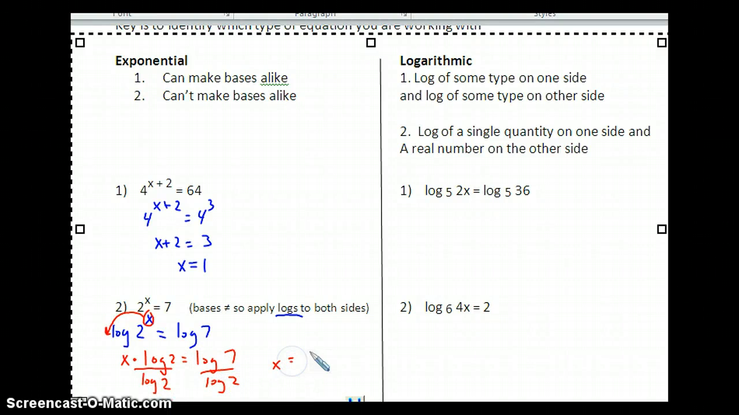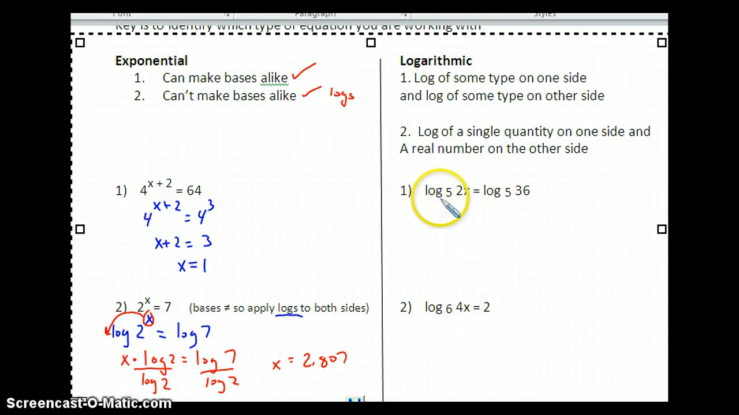We would find doing this that x would be equal to 2.807. Now I rounded that answer. But what this is really showing us is that 2 raised to the 2.807 is approximately 7. So that's how you would go back and check this answer to make sure that it works. So you either make the bases the same, or you can't make the bases the same, so you apply logs to both sides. In log world, you're going to see 2 different types of equations: a log equal to a log, or a log equal to a number.